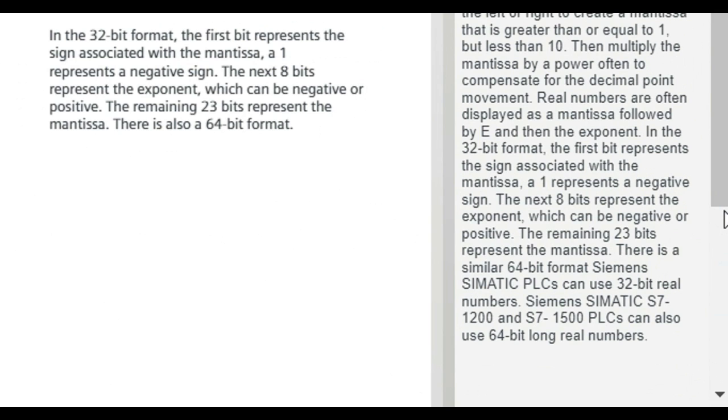Siemens Simatic PLCs can use 32-bit real numbers. Siemens Simatic S7-1200 and S7-1500 PLCs can also use 64-bit long real numbers.